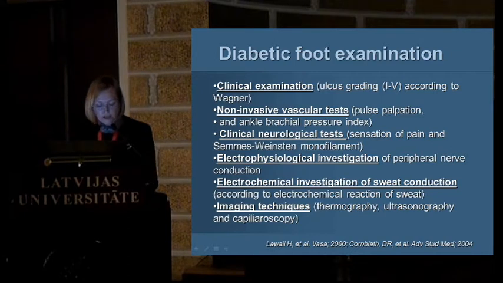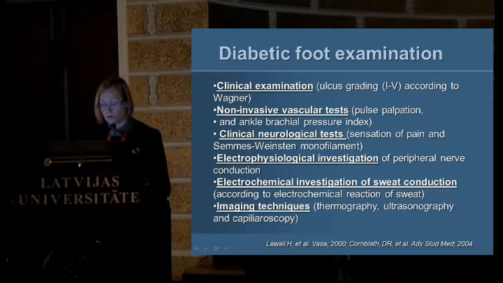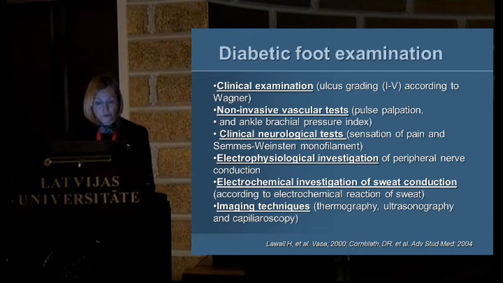Diabetic foot examination includes a lot of clinical, vascular, and neurological tests such as pulse palpation, Doppler, monofilament test, and others, but some of them are not informative enough or are difficult and can be done only by professionals. Therefore, I would like to devote more attention to non-invasive imaging techniques, dermatological techniques such as thermography, ultrasonography, and capillaroscopy, and show what we can expect from them for monitoring of diabetic foot.